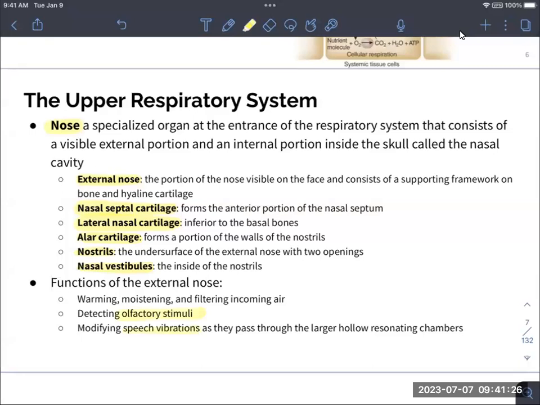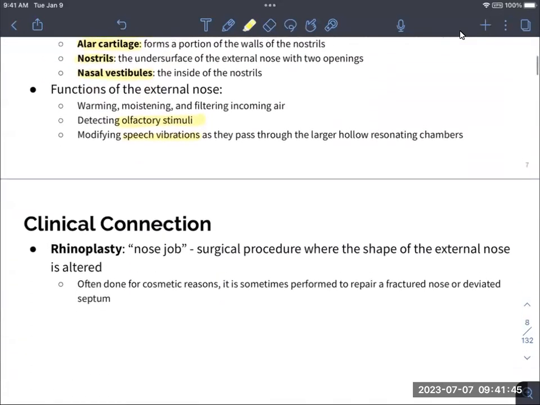It even helps to modify different speech vibrations. So as you talk, your voice is creating this kind of vibration, and it turns your nose into kind of this resonating chamber. This all kind of works to create what voice you actually have.